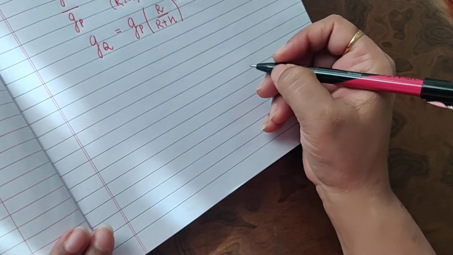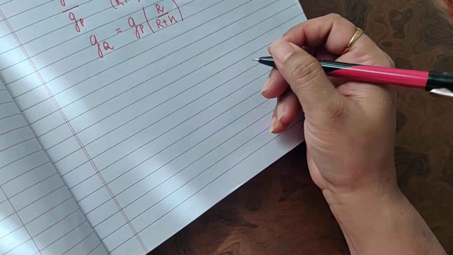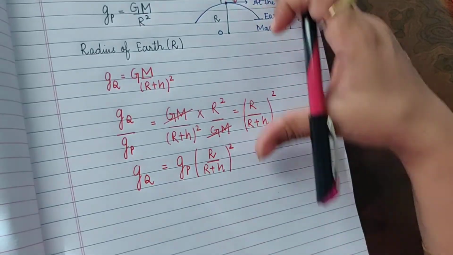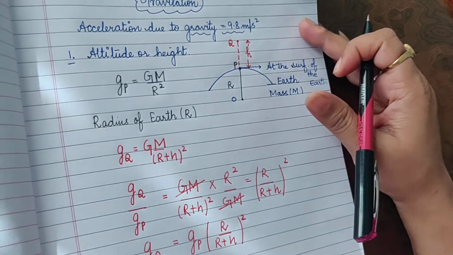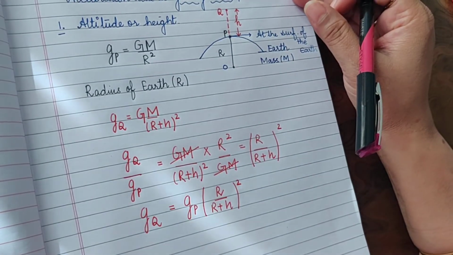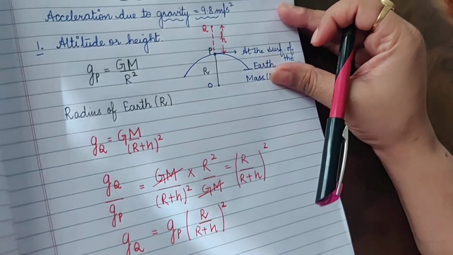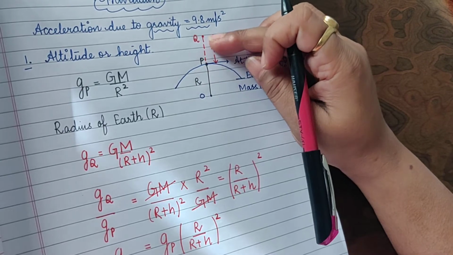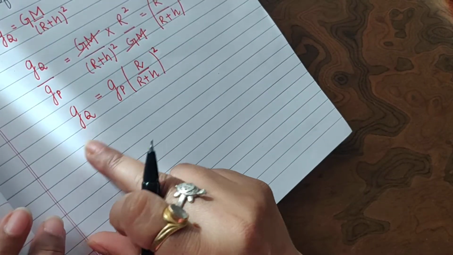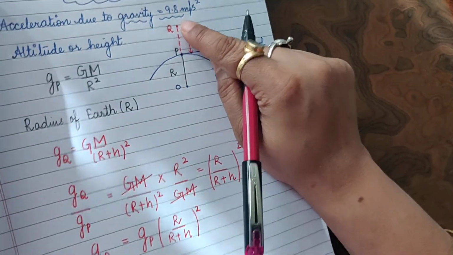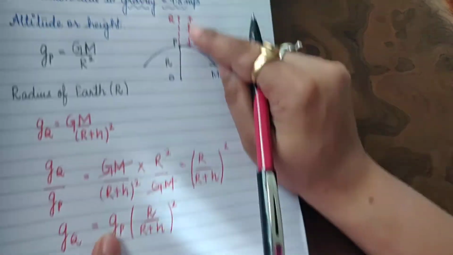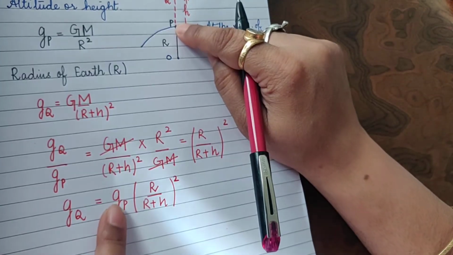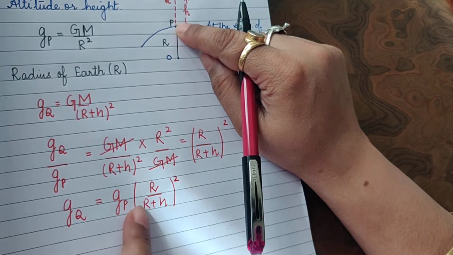Okay, hello everyone. In the previous video, I shared this topic with you all, that the value of acceleration due to gravity decreases as we move the object from the surface of the earth to a certain height. Now we get this formula, that is g at this height will be equivalent to the gravity at the point P, that is the surface of the earth, into this factor.